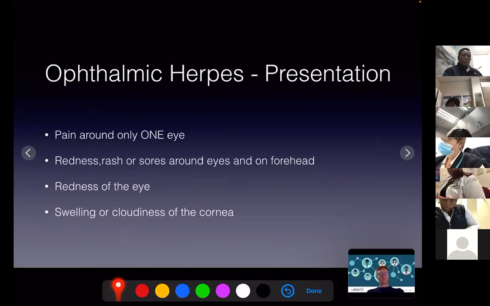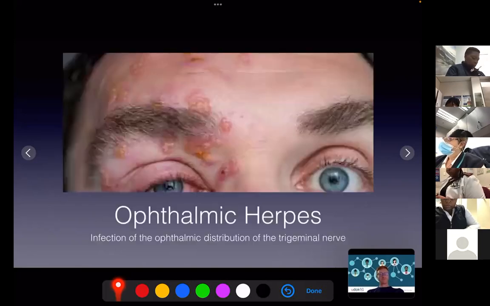There'll be redness, rash, and sores around the eyes and on the forehead, as you can see in this diagram over here. There's a lot of redness, there's a lot of rashes around here. Let me see if we can see a little vesicle here. So maybe this one here is the best one to actually show you. So if you see here, there's a little clear, fluid-filled bubble here.